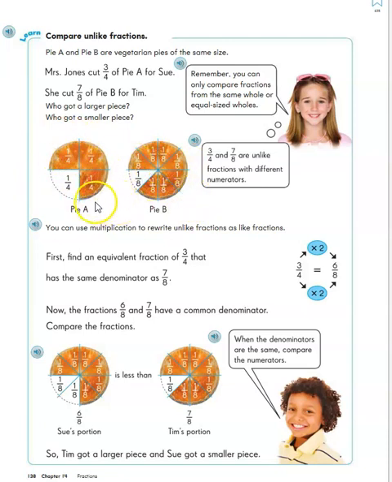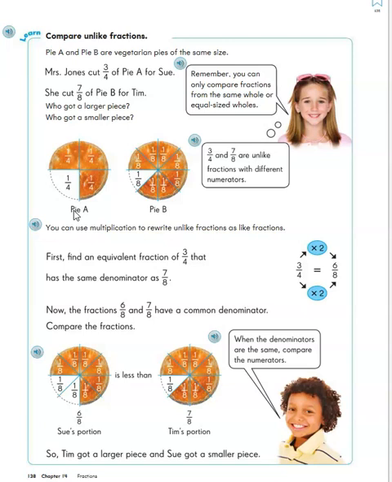Jones cut 3/4 of pie A for Sue. So that's 1, 2, 3 out of a total of 4. And then she cut 7/8 of pie B for Tim. So pie B started out the same size as pie A, however, it got cut into more pieces, and she gave 7 out of the 8 to Tim. So we can tell by looking at this that 7/8 is more than 3/4, right?